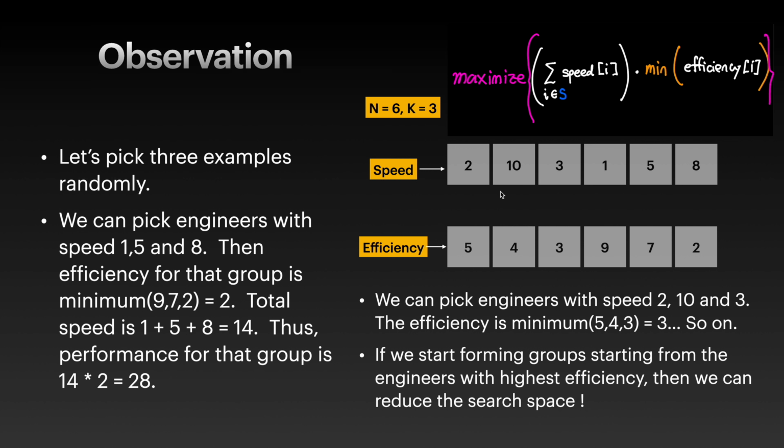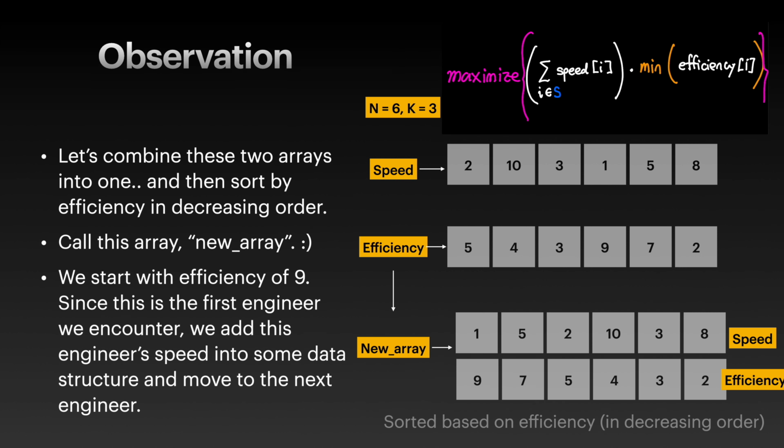So notice that we first have to combine these two arrays. We can have an array where the first coordinate will be speed and the second coordinate will be efficiency. We can form this array, and then sort this new array by efficiency in decreasing order. What do I mean by that? Let's just create a new array. Here I gave a name for this new array, and we combine these two arrays, and then we sort this based on efficiency in decreasing order.